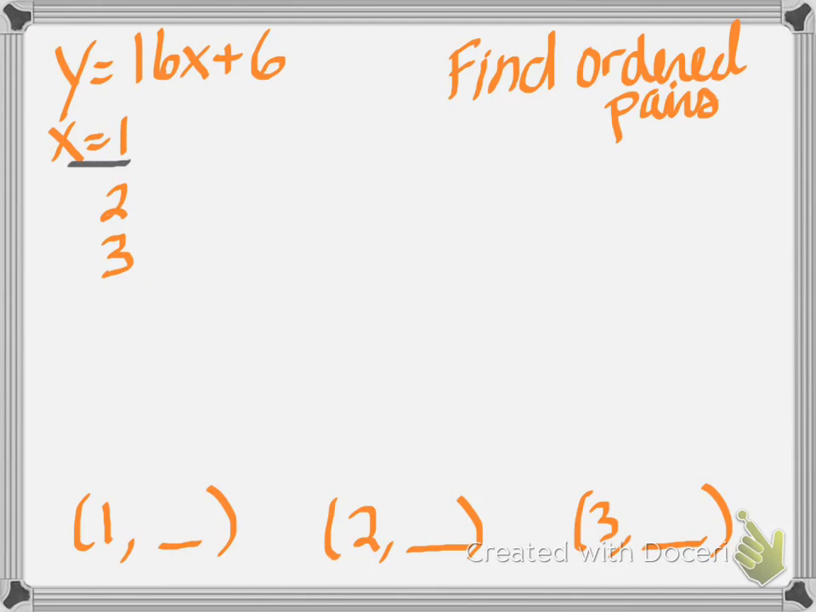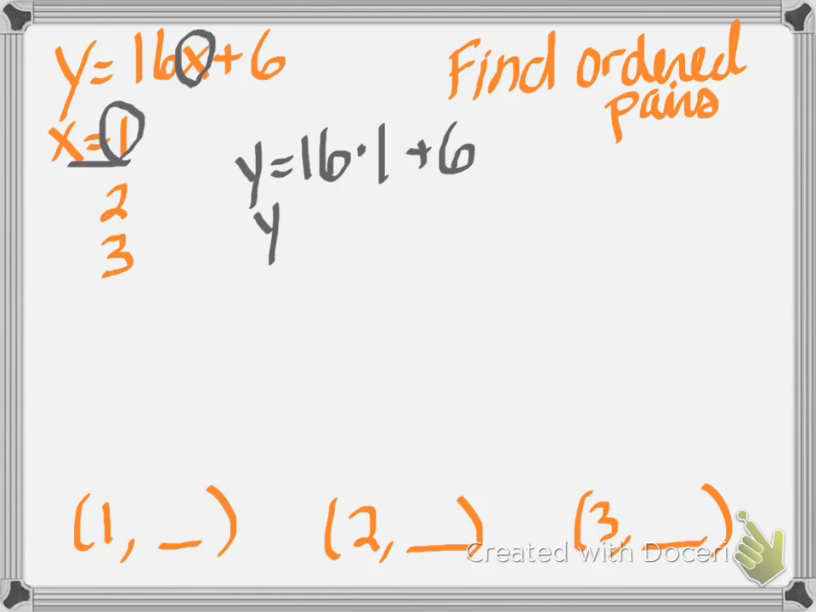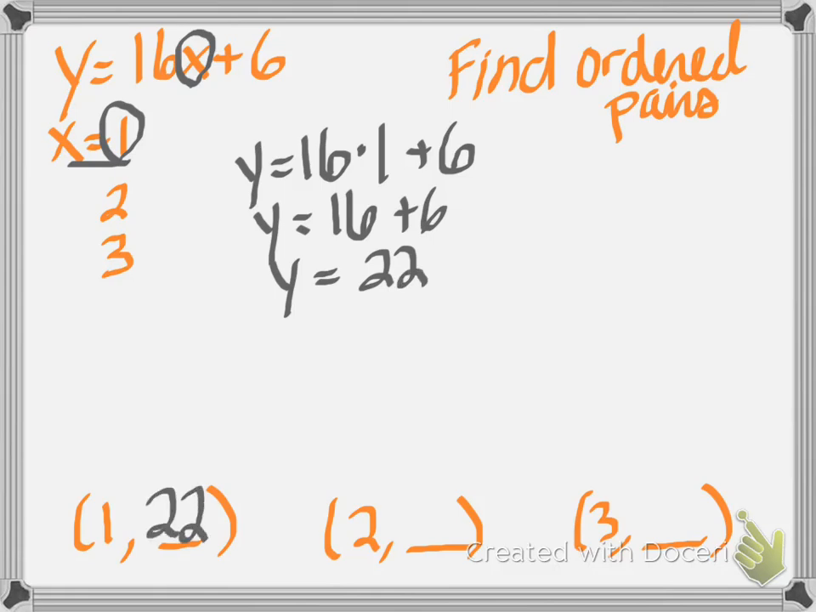Let's start with x equals 1. What we're going to do is plug this value of x in for x in our equation. So y equals 16 times 1 plus 6. The order of operations says we should do multiplication first. So y equals 16 times 1, which is 16, plus 6. Y equals 16 plus 6 is 22. So when x is 1, y is 22. And I can write it in an ordered pair.